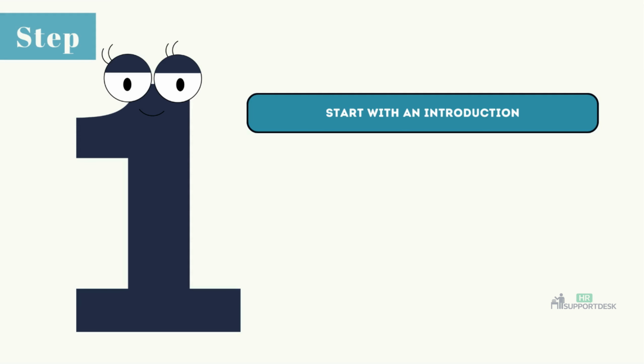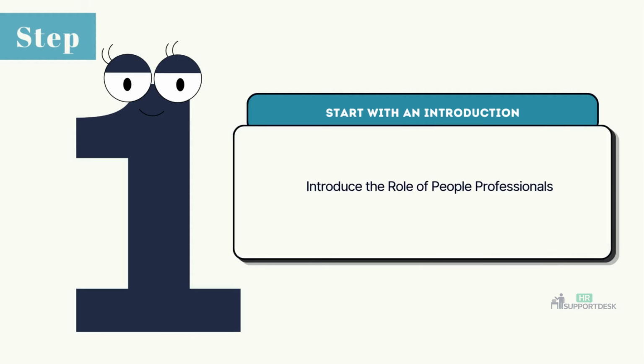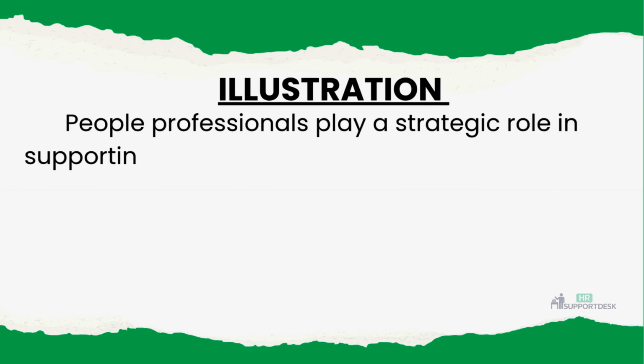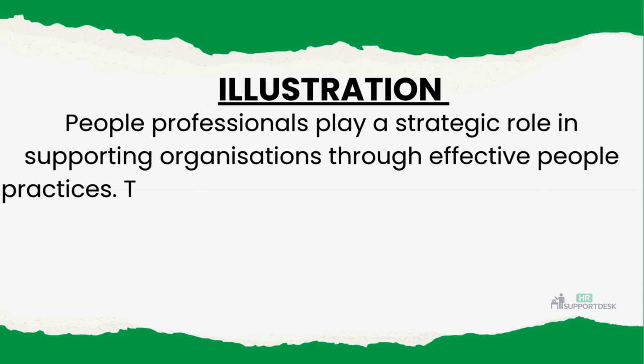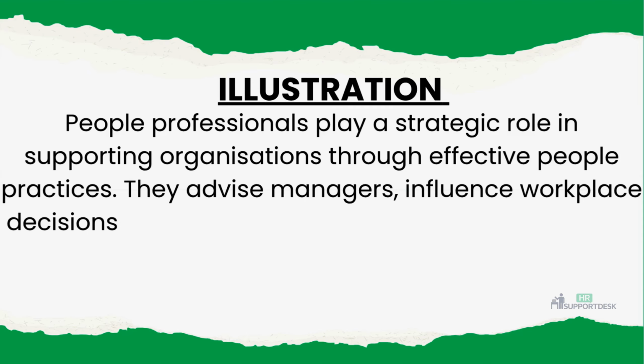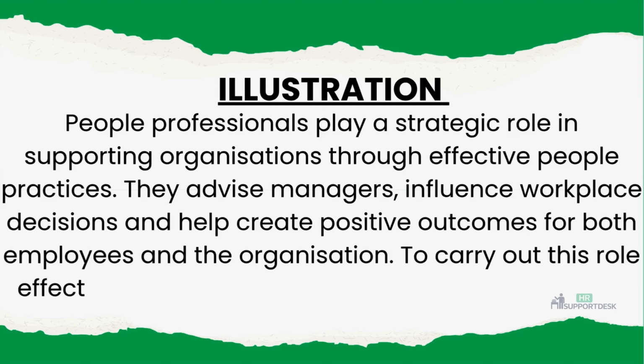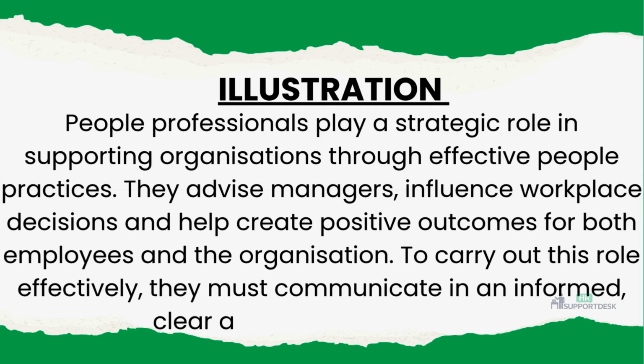Therefore, briefly introduce the role of people professionals within an organization. The goal here is to establish context before discussing why communication is important, so keep it clear and concise. For example, you could begin your answer by writing, "People professionals play a strategic role in supporting organizations through effective people practices. They advise managers, influence workplace decisions, and help create positive outcomes for both employees and the organization. To carry out this role effectively, they must communicate in an informed, clear, and confident manner."